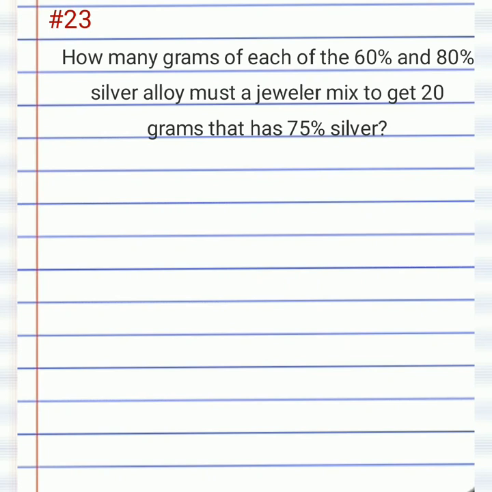How many grams of each of the 60% and 80% silver alloy must a jeweler mix to get 20 grams that has 75% silver?